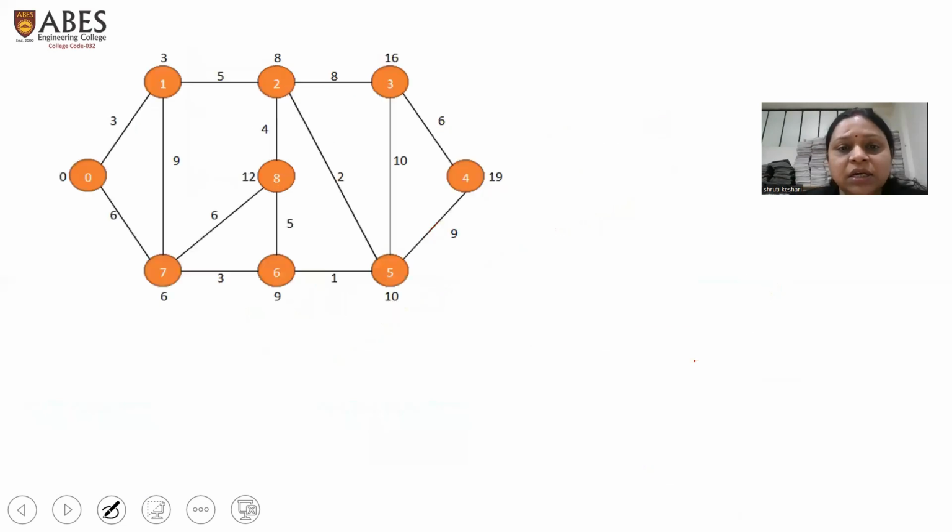I think this is clear to everyone how to use this Dijkstra algorithm to get the single source shortest path.